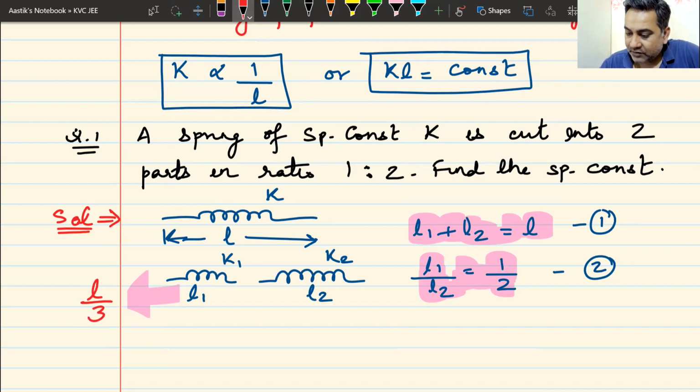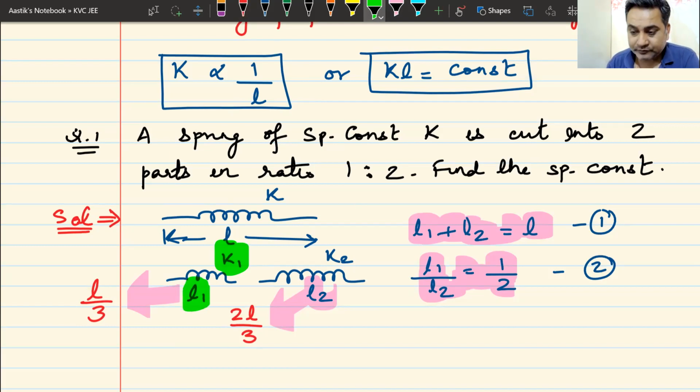L by 3. And on similar point, what is the value of L2? 2L by 3. Yes or no? So we have found out the lengths, but they were not asking the lengths. In the question it was asked, what is the spring constant of the spring? Spring constant of this spring is taken as K1. Length is L1. How do I get the spring constant now? I know the length now.